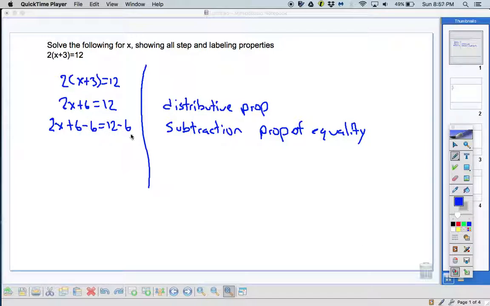The next thing we want to do is combine like terms. We got 2 pair of terms here that are alike, so we're going to combine them both. So we got 2x plus, and 6 minus 6 is 0, and 12 minus 6 is 6. So this is called combining like terms, or combine like terms.